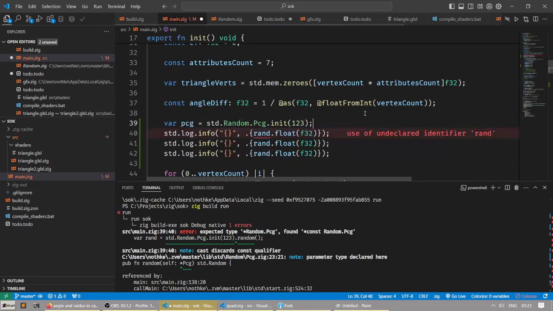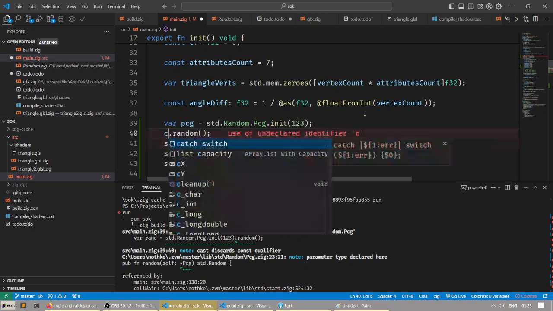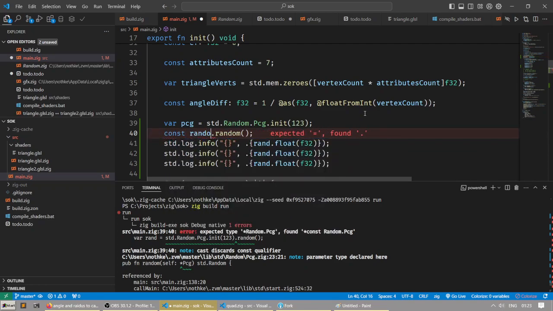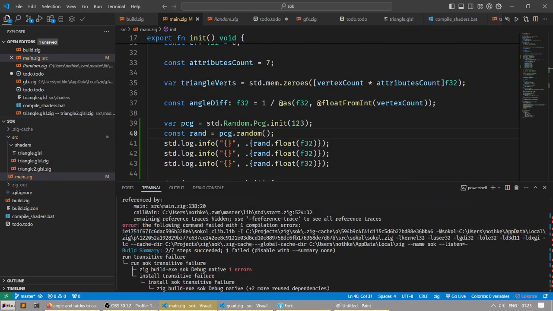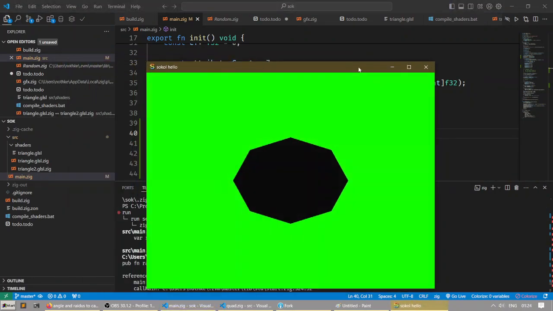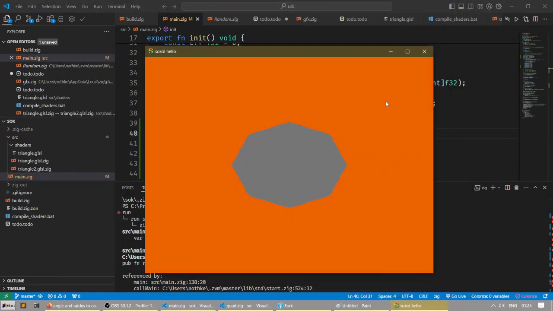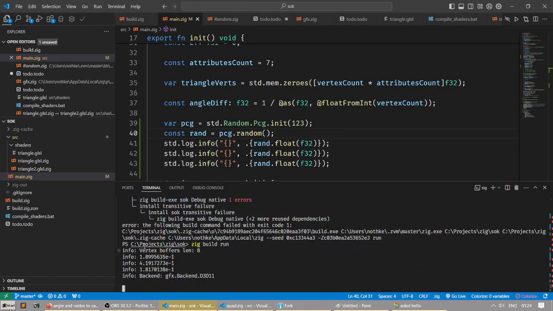Okay, maybe I need to do it like this. PCG and then const rand is PCG random. Something like that. No, still not. Oh, there it is. It is actually working, yes. And let's read. Yes, there it is. There are 3 different numbers.